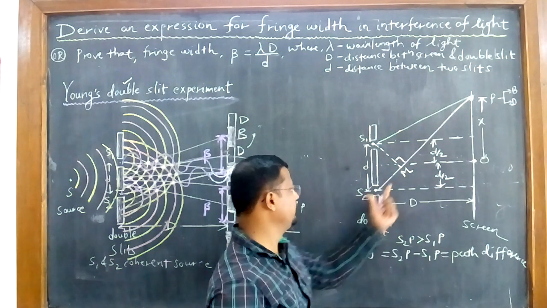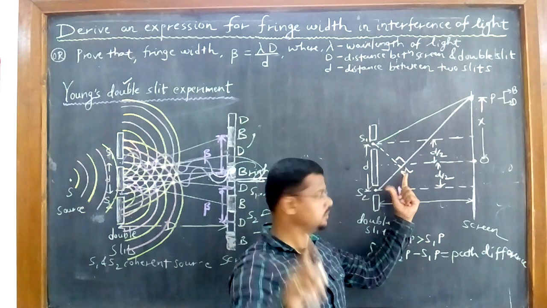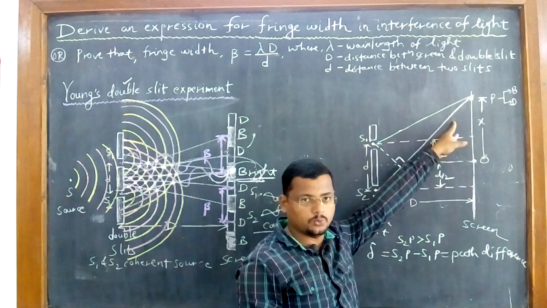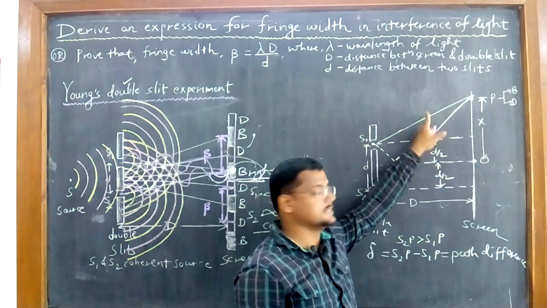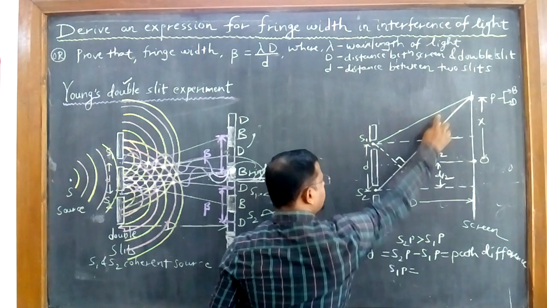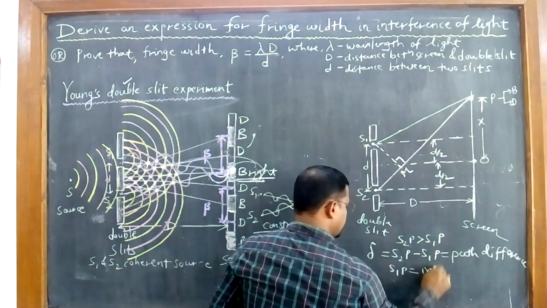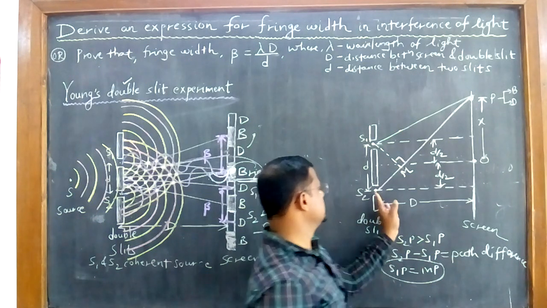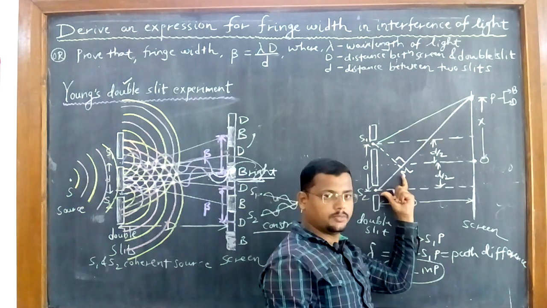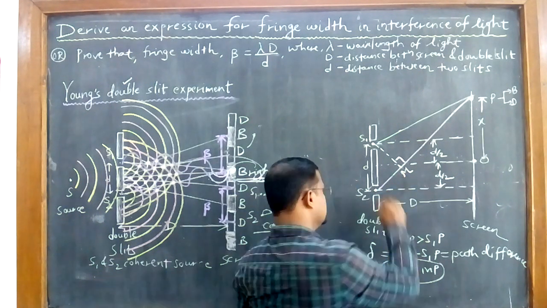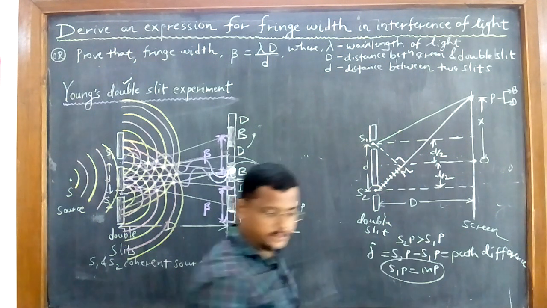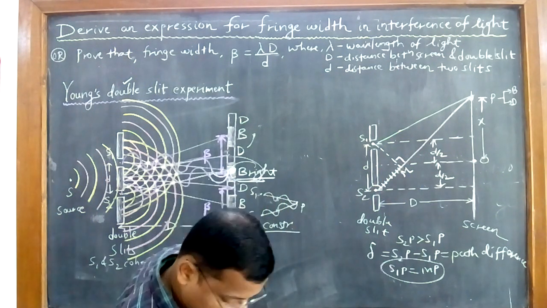So this S2M is called the path difference, because S1P is exactly equal to MP. Yes or no? S1 to P distance is exactly equal to MP. Can I write here S1P is exactly equal to MP? So what is S2P minus MP called? It is the extra path difference. Right, it is the extra path difference, so I am going to write that here.